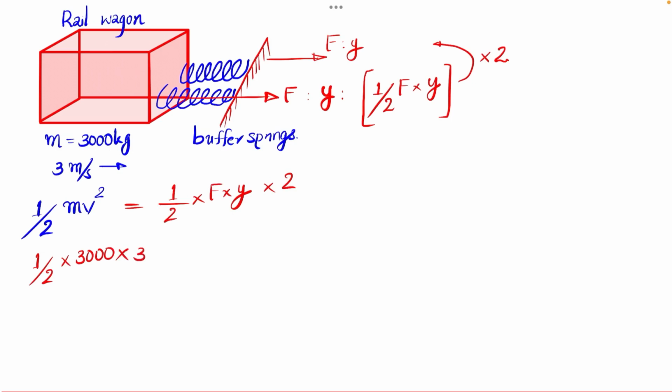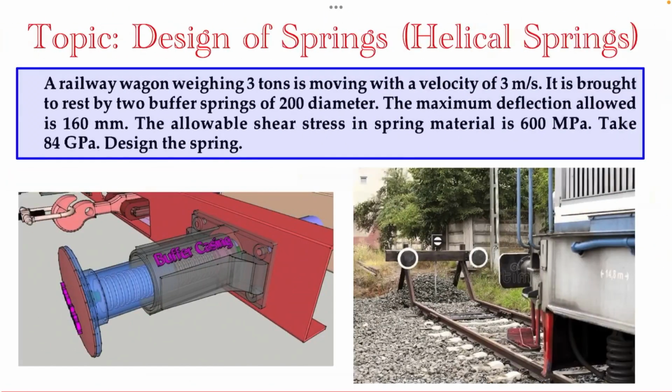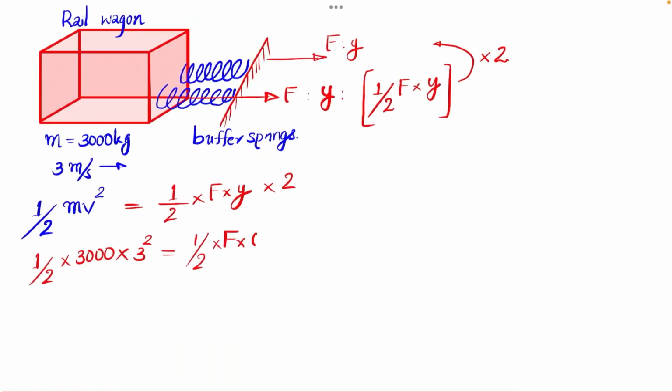Now I can substitute the values, which is half into mass 3 ton, 3000 kilogram, into velocity 3 meter per second, that is 3 square, equals half into F into Y, where it is given that the spring is getting deflected by 160 mm. So I can substitute in meters, 0.16 meters, into 2 for those two springs. Here the only unknown is the force acting on the spring, which is required for designing. If you solve, you will get a force of 84,375 Newton.